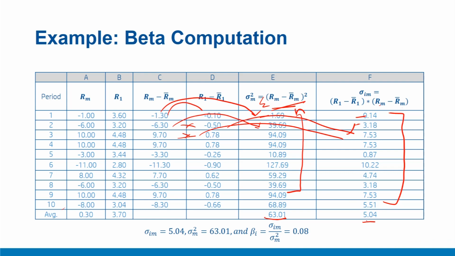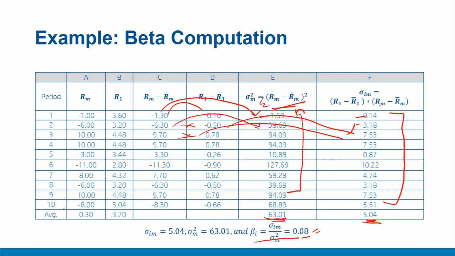Now this is our covariance between security and market, and this is our variance of market. If we divide sigma im by sigma m square, we get the beta measure: 5.04 divided by 63.01 gives 0.08, which is our measure of beta of the security or portfolio.